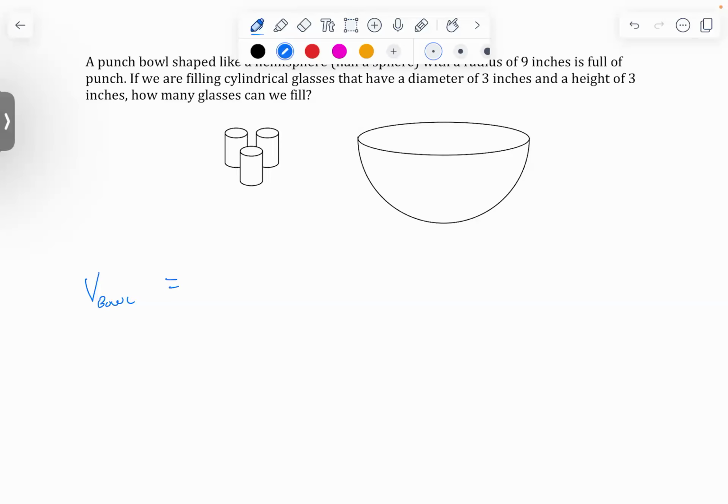It's a half sphere. That means the volume of a sphere is 4/3 pi r cubed. Half sphere means multiply that by half. We were told the radius is 9 inches. And then calculate away.